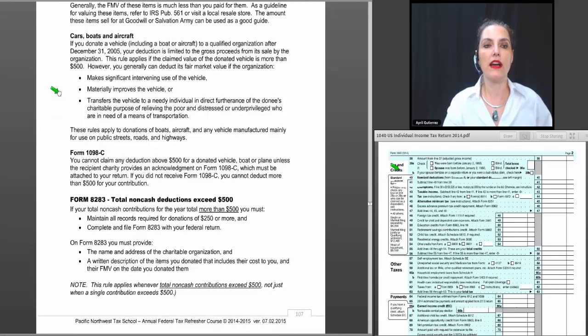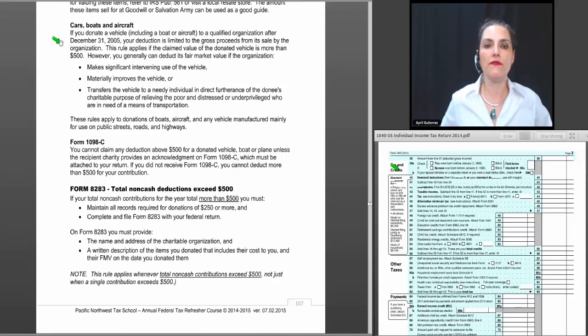For boats, aircraft, and cars, if you donate a vehicle to a qualified organization after December 31, 2005, your deduction is limited to the gross proceeds from its sale by the organization. This rule applies if the claimed value of the donated vehicle is more than $500. However, you generally can deduct its fair market value if the organization makes significant intervening use of the vehicle, materially improves the vehicle, or transfers the vehicle to a needy individual in direct furtherance of the donee's charitable purpose of relieving the poor and distressed or underprivileged who are in need of a means of transportation.